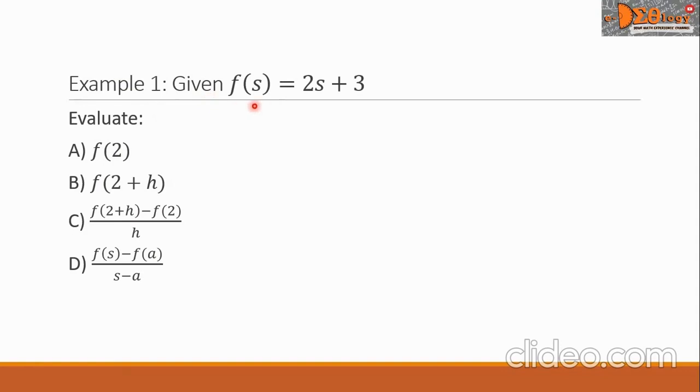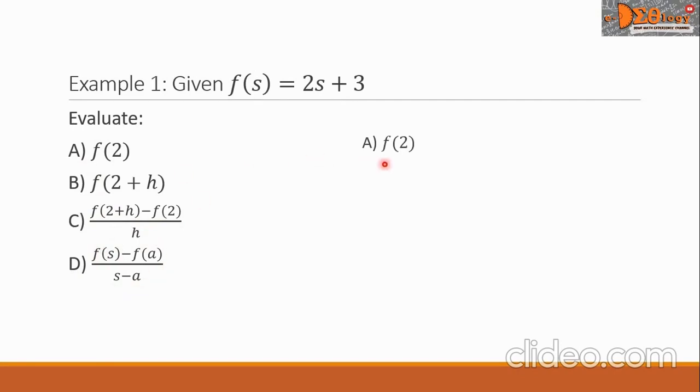Given the function f of s equals 2s plus 3, let us evaluate: letter a, f of 2; letter b, f of 2 plus h; letter c, the fraction whose numerator is the difference f of 2 plus h minus f of 2, all over h; letter D, another fraction whose numerator is the difference f of s minus f of a, all over s minus a. Let's begin with letter A.